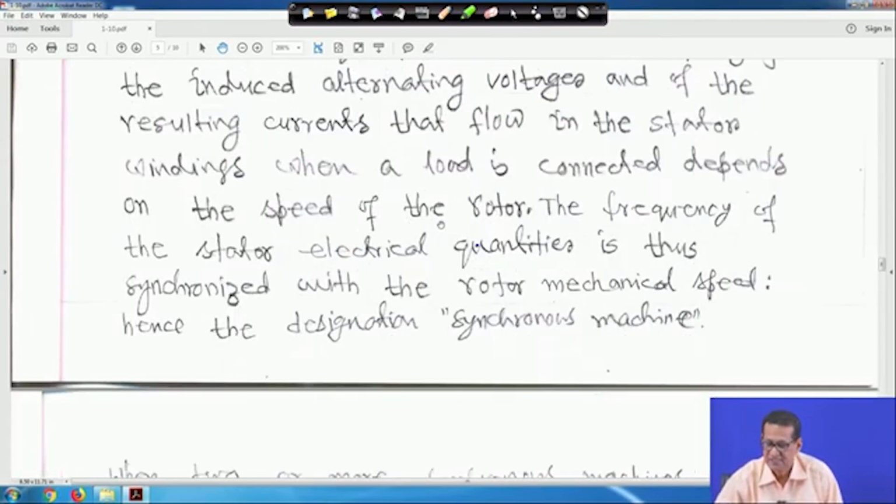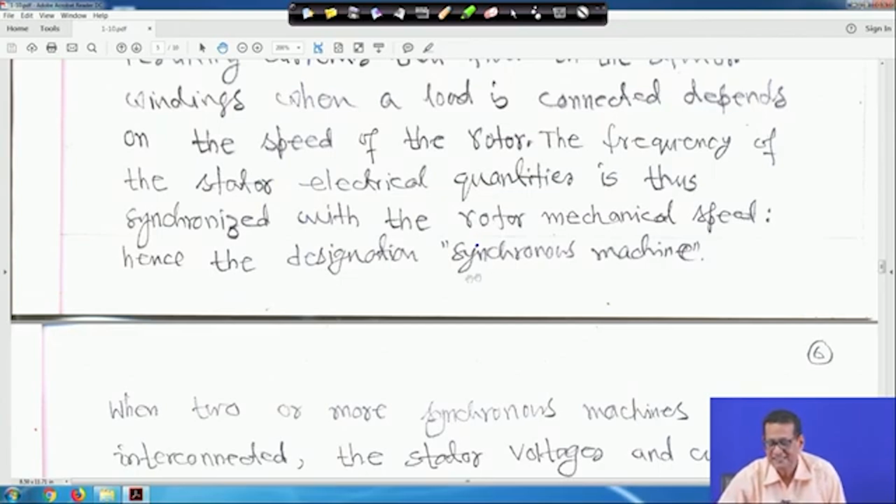So hence the designation is synchronous machine, right. Or otherwise it is a constant speed machine, right. So that's why it is called a synchronous machine.